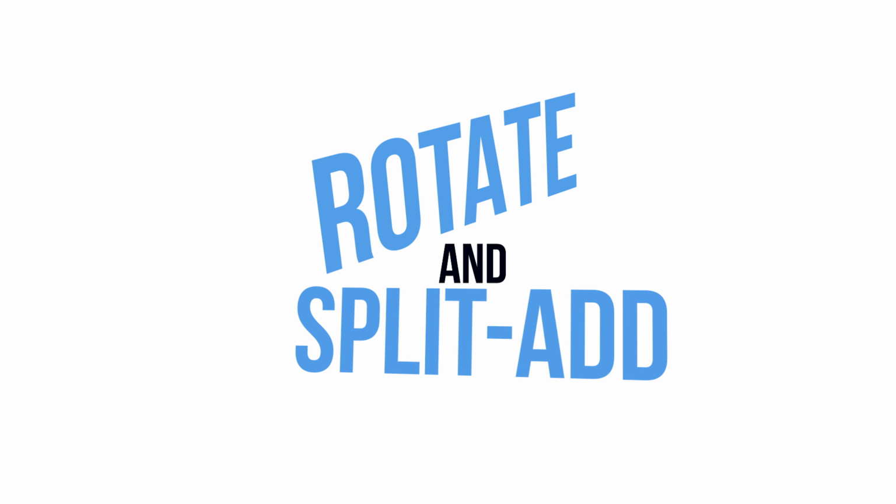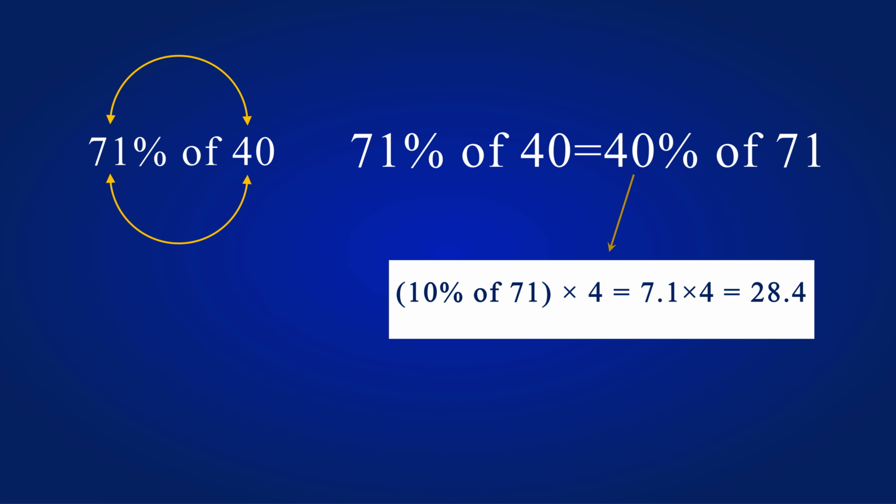If you are done with the math, let's move to trick 4. This is a combination of rotate and split method. If you are told to find 71% of 40, just rotate it first, make it 40% of 71, then do the split and add. 10% of 71 is 7.1 and 4 times of 7.1 is 28.4. So 71% of 40 is 28.4.